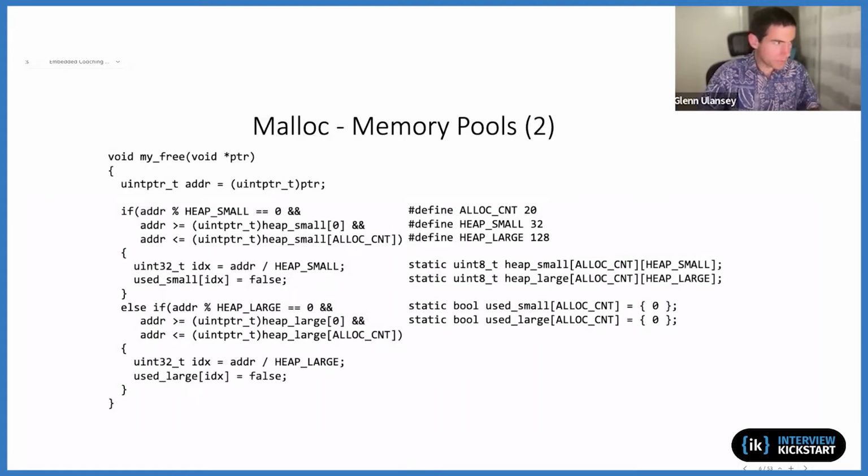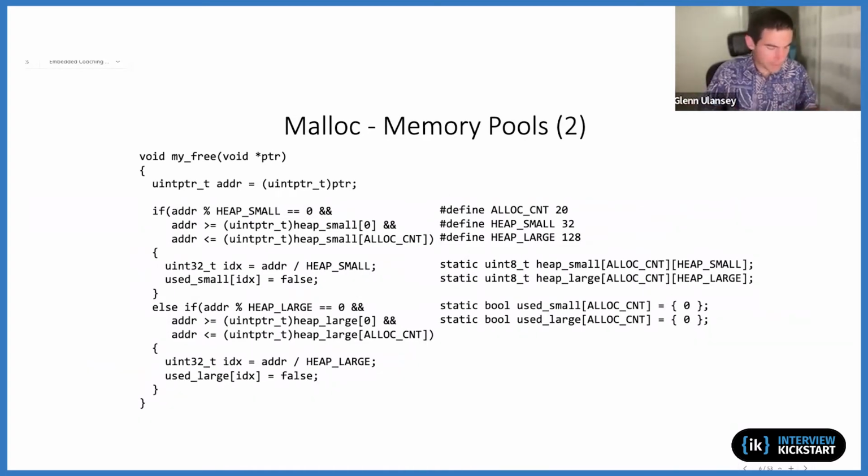Implementing free is almost the same thing, other than we don't need a loop. All we need to do is figure out, was that block in our small pool or was that block in our large pool? And we need to do a little bit of math to figure out which entry in that pool that pointer corresponds to. And once we find that entry, then we set the corresponding entry in our Boolean array to false.